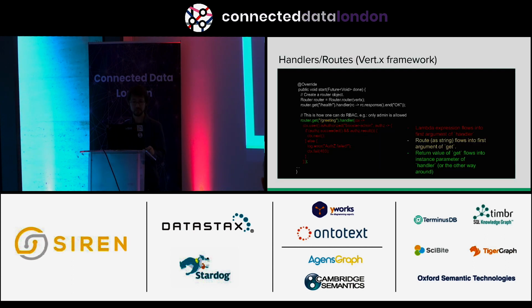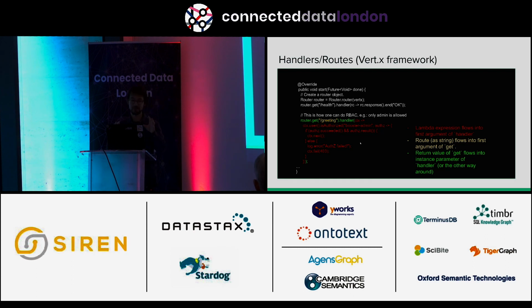And I'm just going to give you an example of one of those higher level abstractions. One thing you need in web applications is handlers and routes. So this is the Vert.x framework, a typical example there, where someone says, for the route greeting, I want to specify that this is the handler. So you have a Lambda function here that will be called when somebody browses to greeting.